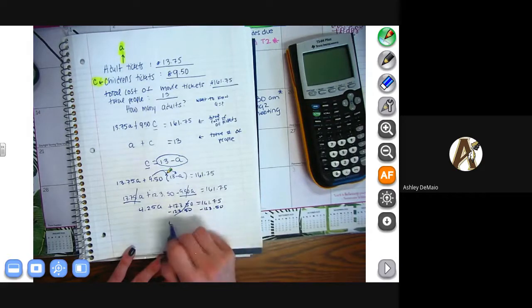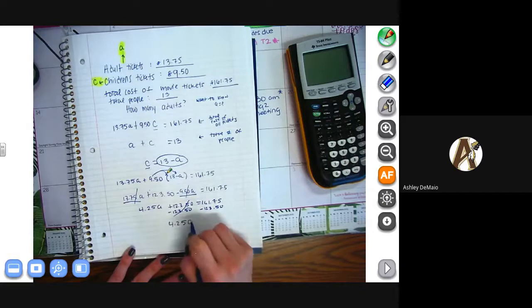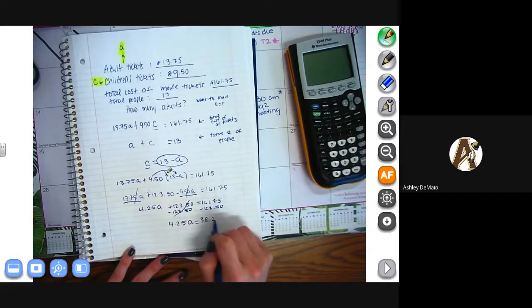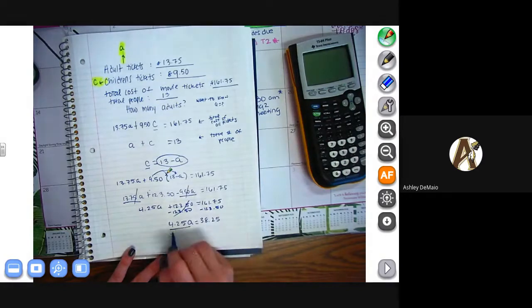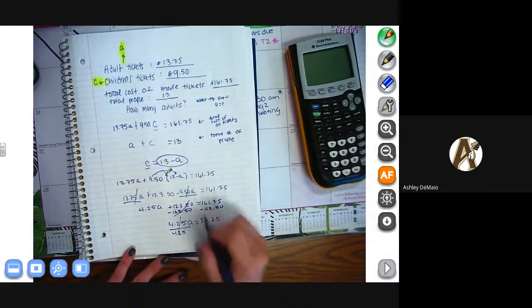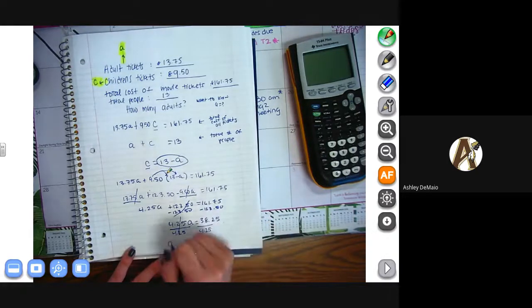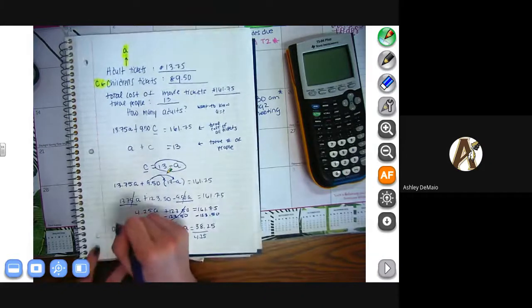Let's get rid of this 123.50 and bring it over to the other side. And we're left with 4.25A equals 38.25. Okay, and when we divide each side by 4.25, you get that A equals 9. So there are 9 adults, which is what the problem is asking you.